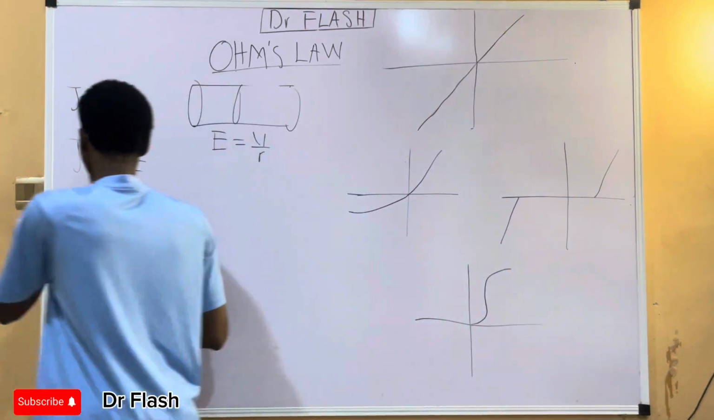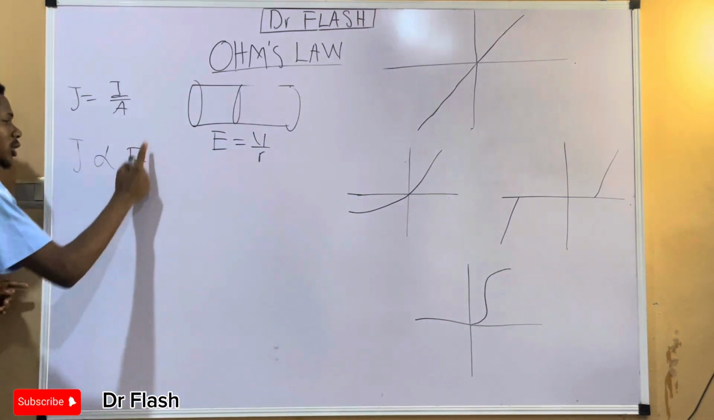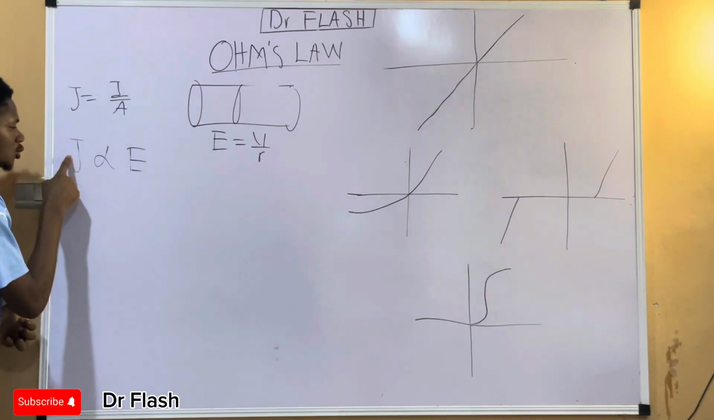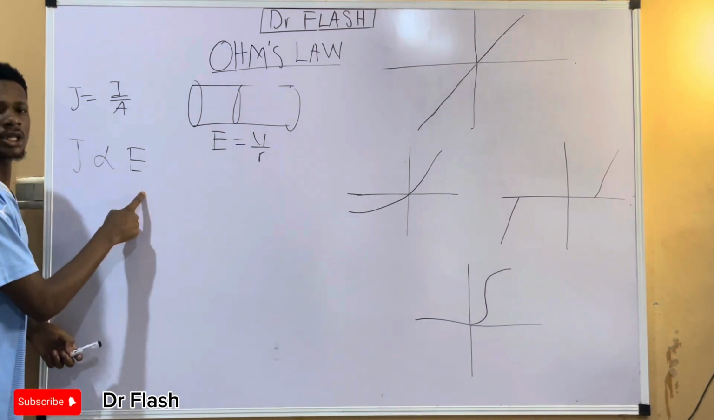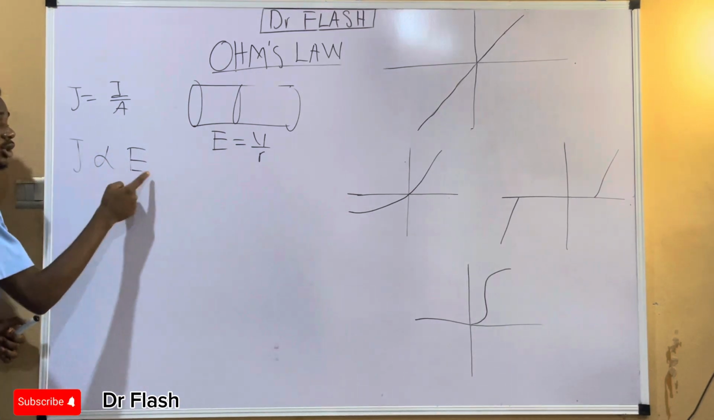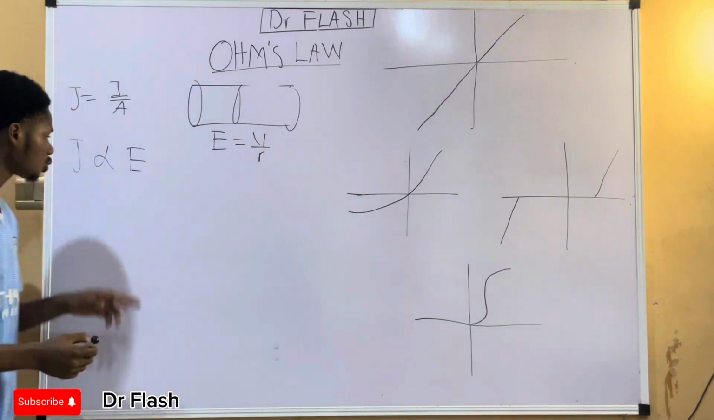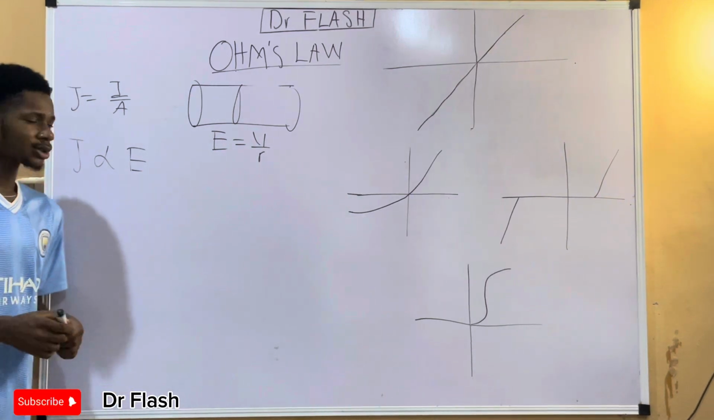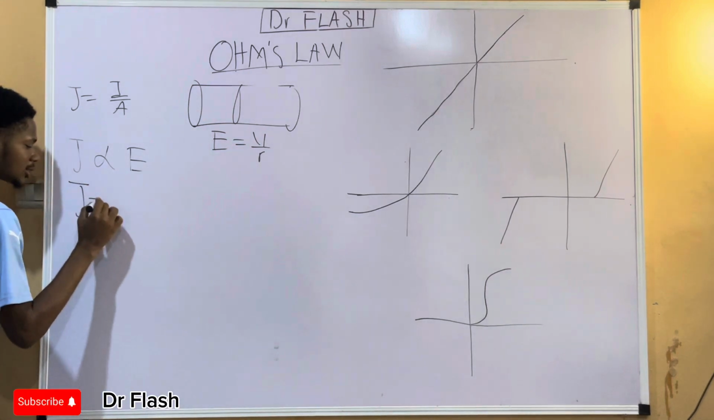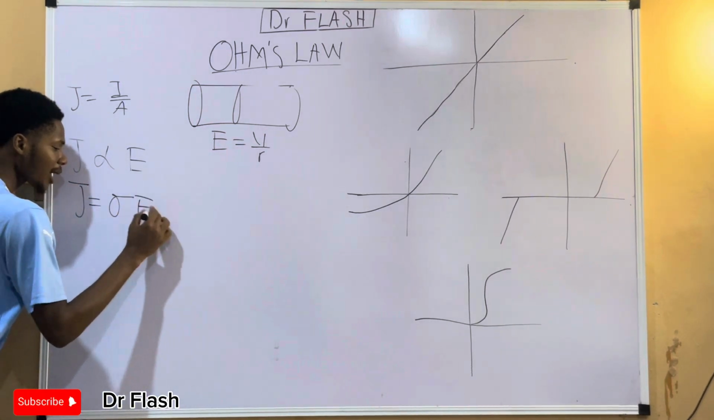So we notice that as we increase J, E tends to increase. As we increase E, J tends to increase as well, simultaneously. Now, since J is proportional to E, the ratio of J to E becomes a constant, isn't it? So J over E is simply a constant. And that constant is called the conductivity. So we can now say that J is equal to conductivity times E.